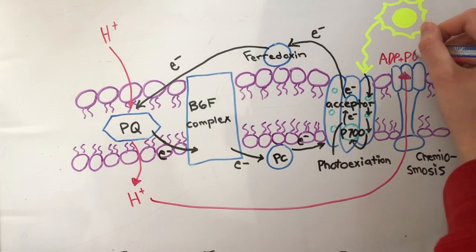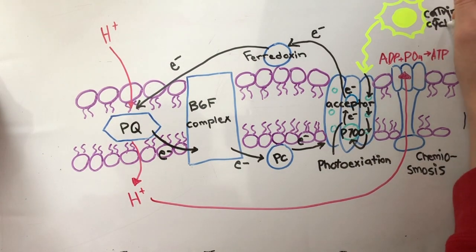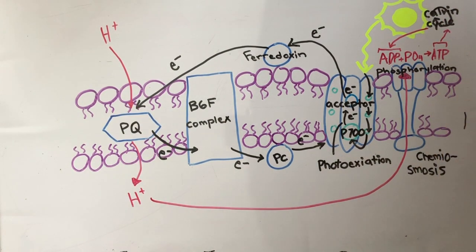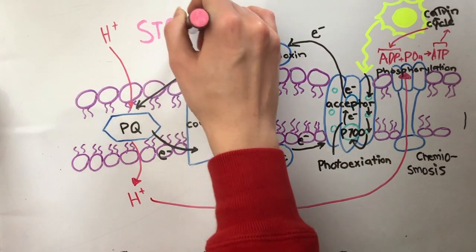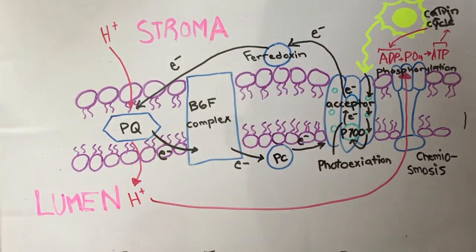So it will go from PQ to B6F complex to PC to photosystem 1, then ferredoxin, then back to PQ, and it will cycle around. ATP is created the same way as we mentioned before in the past cycle, but the electrochemical gradient is coming from hydrogen ions diffusing through PQ instead.